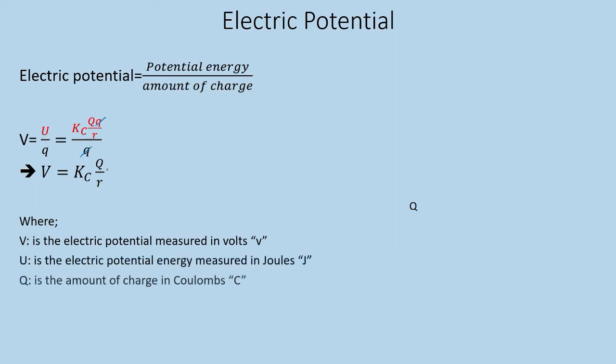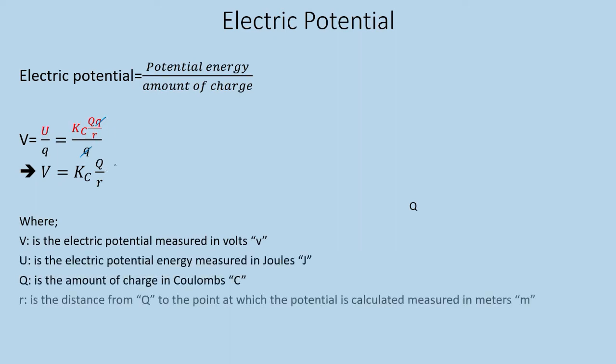where V is the electric potential measured in volts, U is the electric potential energy measured in joules, Q is the amount of charge in coulombs, and R is the distance, as you see, from the charge to where we want to find the electric potential. So it's from the center of the charge to the position in the electric field.